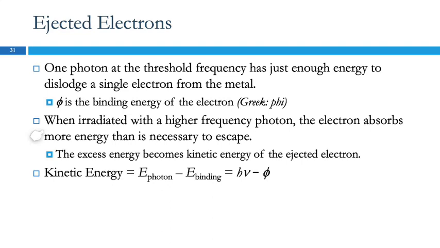If we shoot higher energy, higher frequency photons, the electron is going to get more energy than it needs to escape. So it's going to use some of it to escape, and then the rest of it becomes kinetic energy. So the kinetic energy would be the energy of the photon that it's been given minus the energy of binding, which is what it needs to escape.